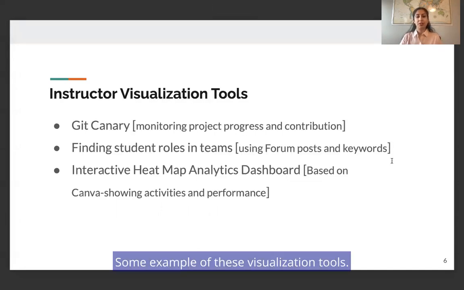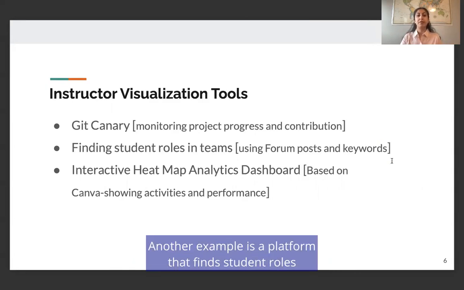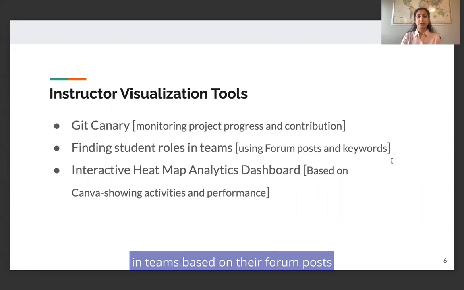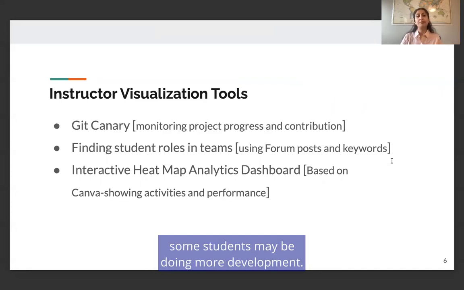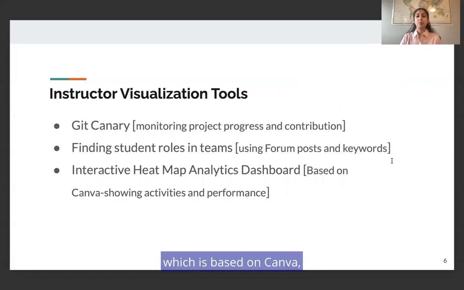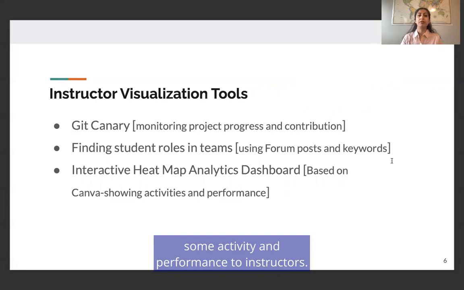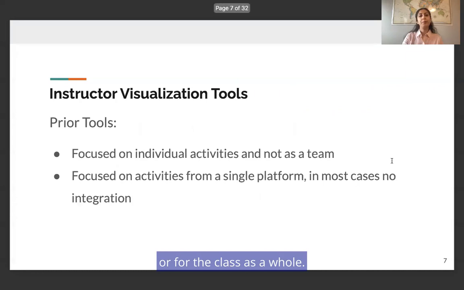One example of these visualization tools is Git Canary, which monitors students' progress and contribution to projects based on their GitHub activities. Another example is a platform that finds student roles in teams based on their forum posts and the keywords they use. For example, some students may be leaders in the team, some students may be doing more development. Another example is an interactive heat map analytics dashboard, which is based on Canva, and it's able to show student activity and performance to instructors. It could be focused on a single student or for the class as a whole.